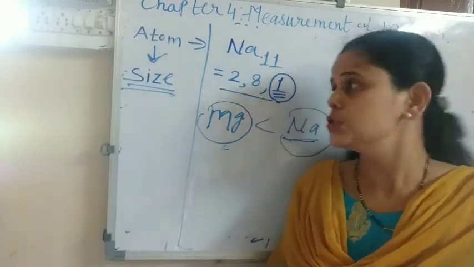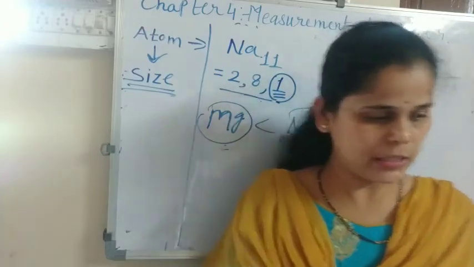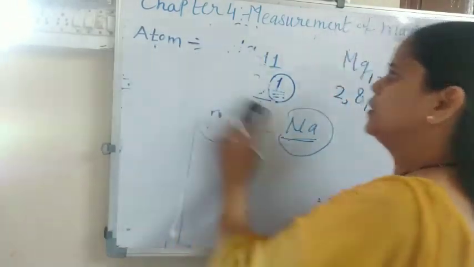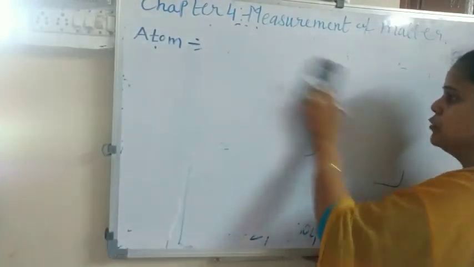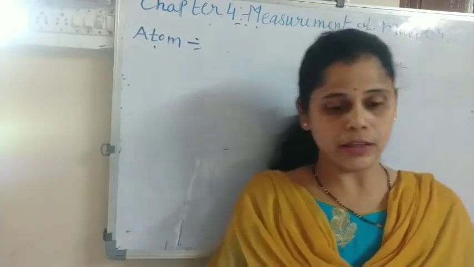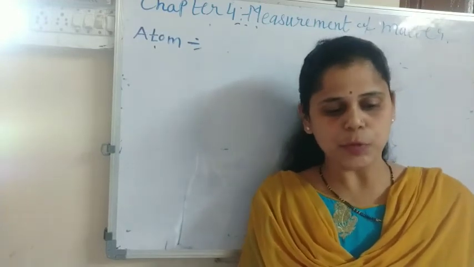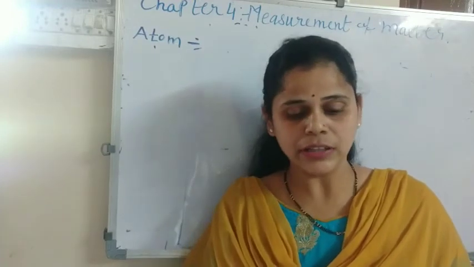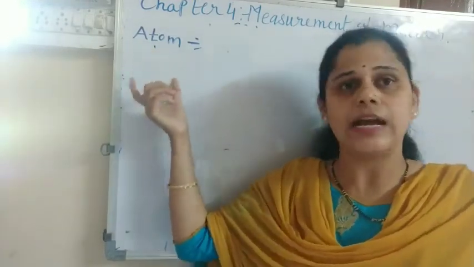Clear, students? So this was today's lecture. One important thing is remaining. This atom is a very small particle, so we cannot see it with the naked eye. Some modern microscopes like the electron microscope, field ion microscope or scanning tunneling microscope have the capacity to show an enlarged image of this atom.